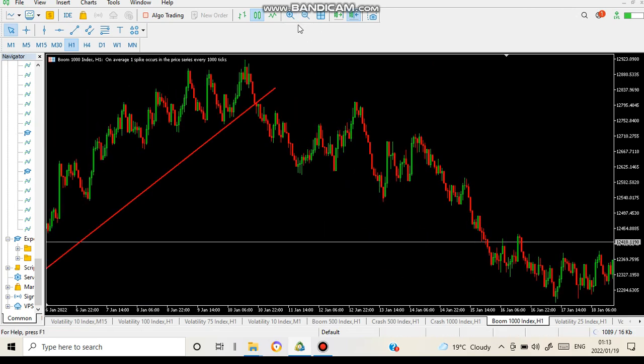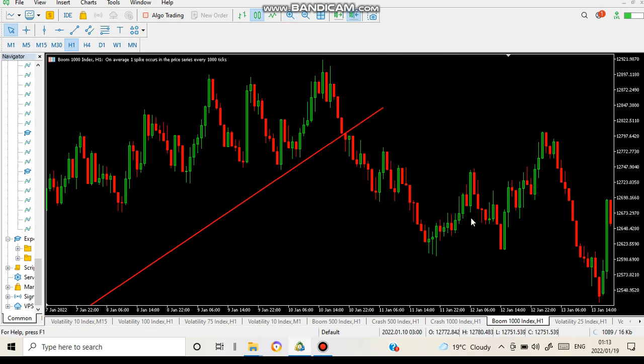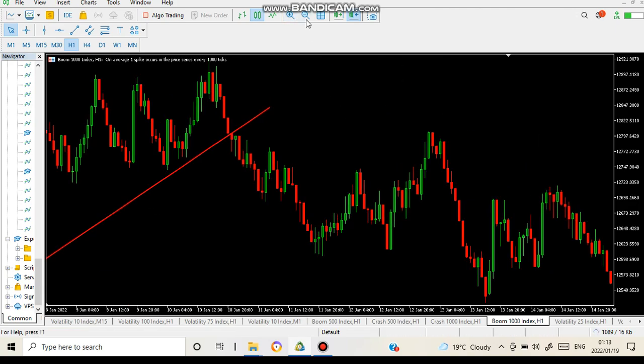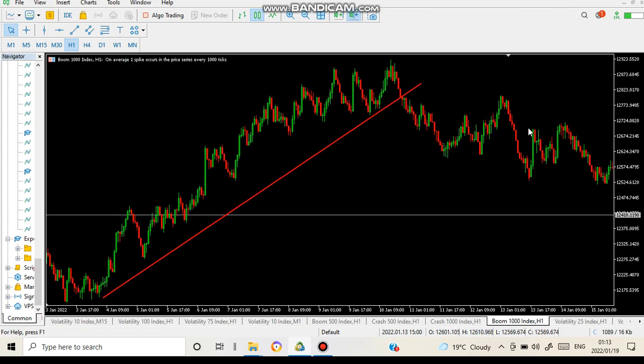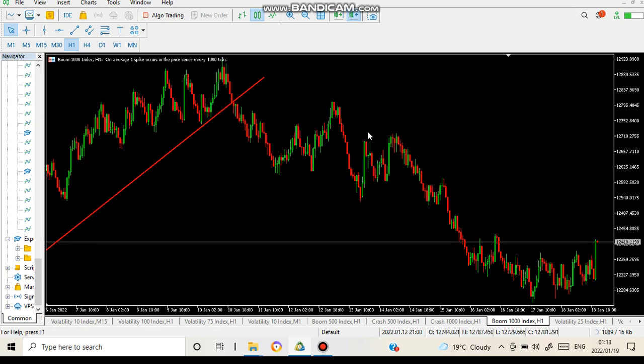So what do we do when the market is in a downtrend? Since this is a scalping strategy that I'm showing you guys, you know that we are supposed to sell. So every time the market is in the downtrend on Boom 1000, we are selling. When the market's in the uptrend, we are looking for spikes.